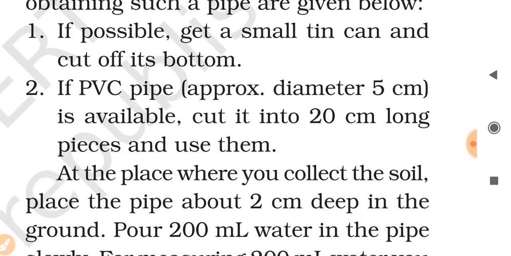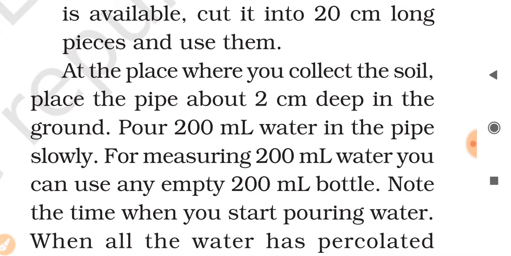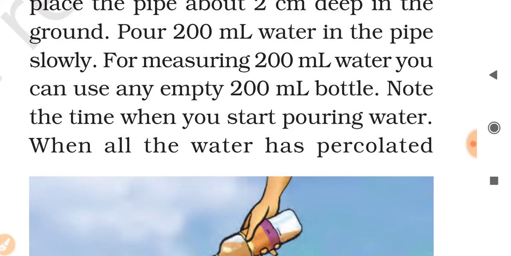If you want to do this activity, you have to do it under the supervision of your parents. If possible, use a PVC pipe of approximately 5 centimeters diameter, and cut it into 20 centimeter long pieces. At the place where you collect the soil, place the pipe about 2 centimeters deep in the ground. Pour 200 ml water in the pipe slowly. For measuring 200 ml water, you can use any empty 200 ml bottle.